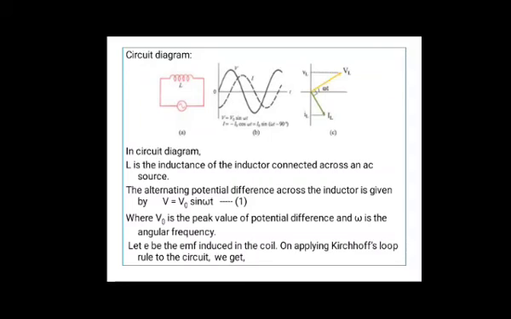Similar here, you have taken one coil having self-inductance L. So when current flows through this coil, EMF is induced. Let E be the EMF, V be the potential difference. Now let us apply Kirchhoff's loop rule, the second law, to the circuit.